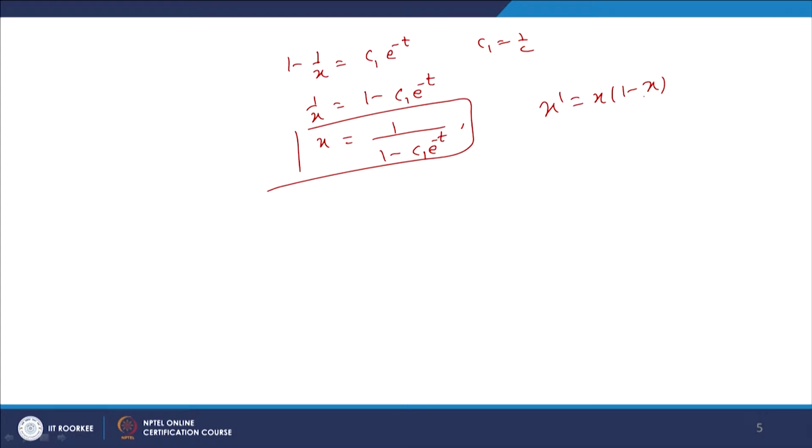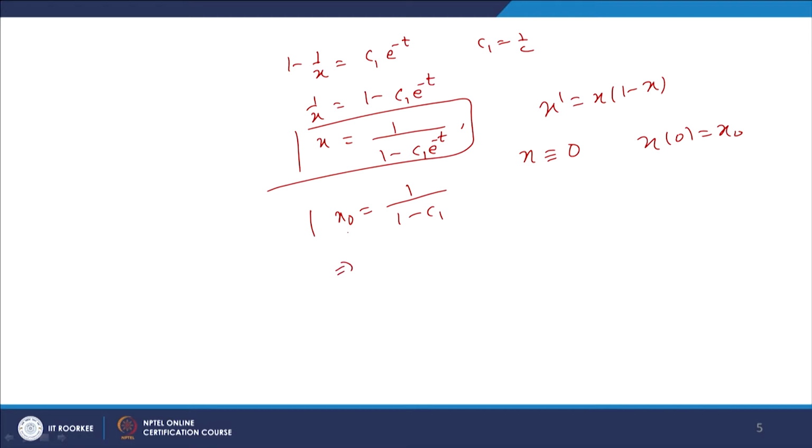Okay. So, now let us find out the behavior of, say, the x identically equal to 0 solution, where we want to check the stability of this solution. Let us identify the value of C1 here. Let us say that x of 0 equal to some x naught. Okay. So, x naught equal to 1 upon 1 minus C1. You can find the value of C1 from solving this equation.